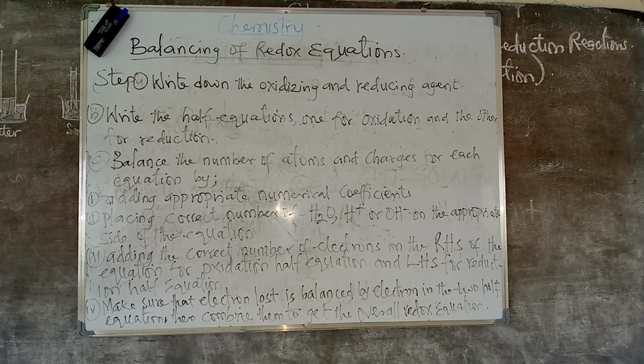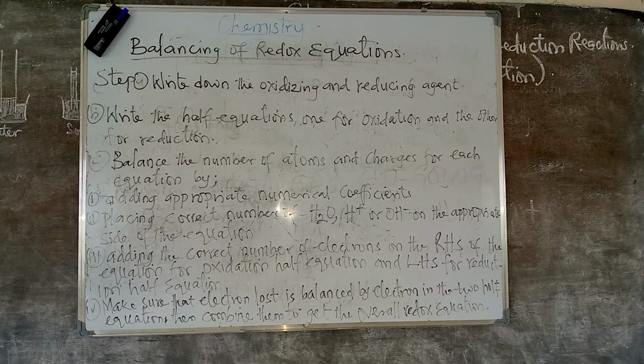But here, we consider two things. One, we balance the number of atoms, and two, we balance the number of charges. That is the only difference between balancing a redox equation and an ordinary chemical equation. Check the steps there. Number one, write down the oxidizing and the reducing agent. From the previous videos, I showed you how to identify an oxidizing agent. Don't forget that an oxidizing agent is an electron acceptor, while a reducing agent is an electron donor.